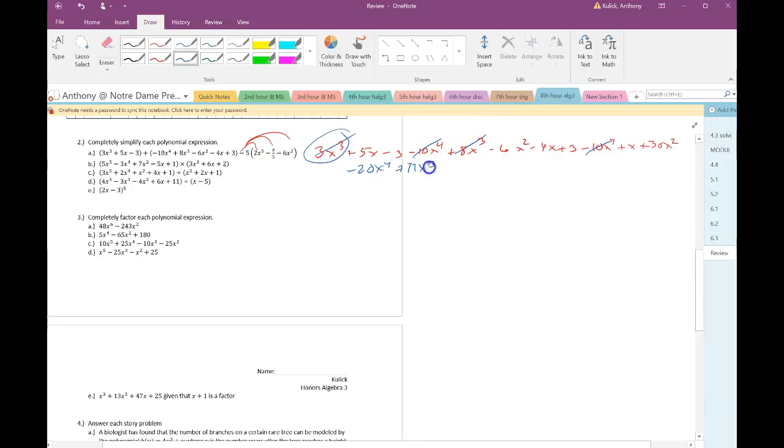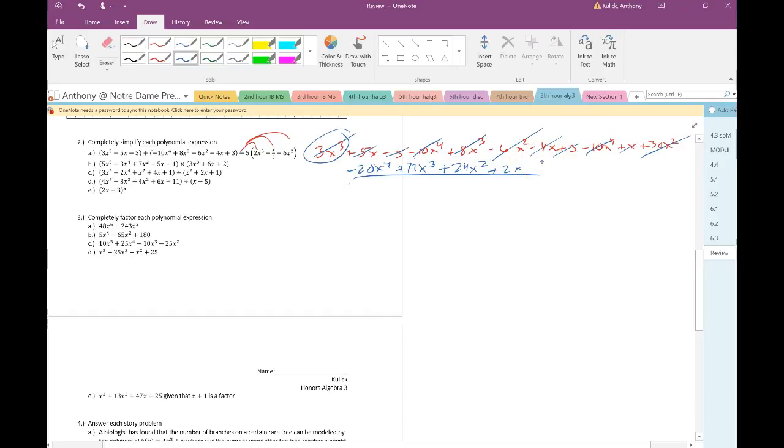So I have 11x to the 3rd. And then I have -6x squared plus 30x squared gives me 24x squared. And then I have 5x minus 4x is 1x plus 1 more x is 2x. And then I have -3, +3, those give me 0. So this is my final answer there.